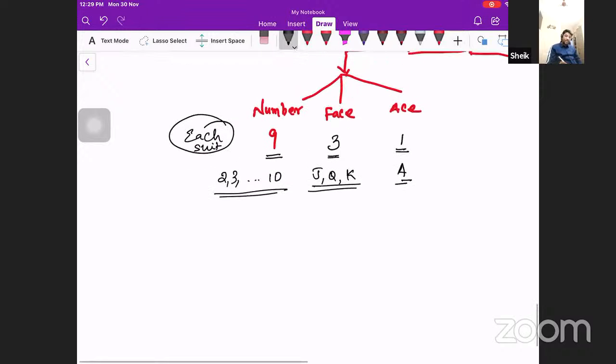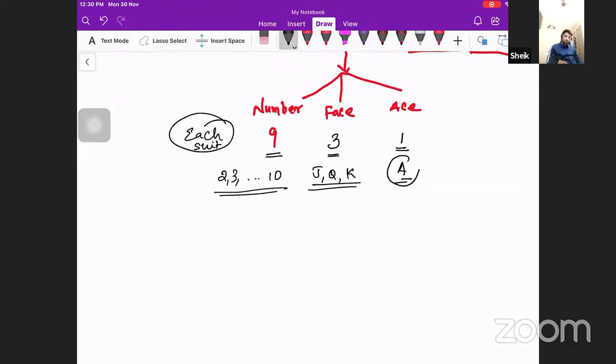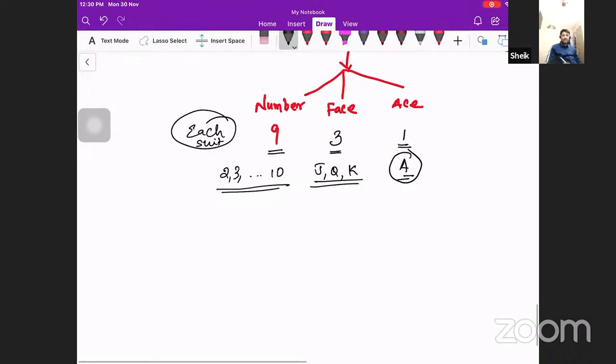Now, listen here. Every suit will have an ace card. So total how many ace cards? Total there will be 4 ace cards in a pack of 52 cards. And how many face cards? Each suit will have 1 jack, 1 queen, 1 king. That means each suit will have 3 face cards, and there are 4 suits.